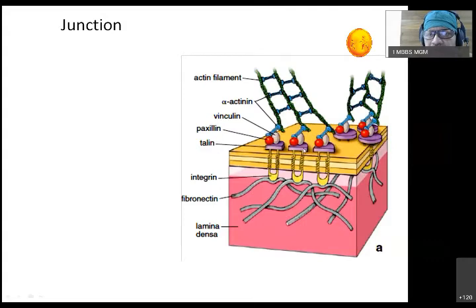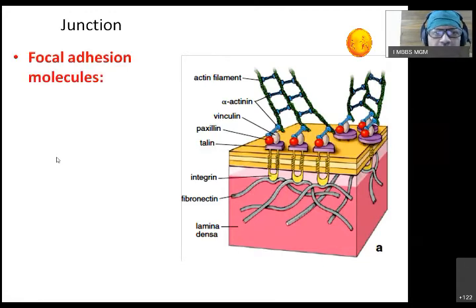Because now this plays a major role in various types of exfoliative dermatitis. And this is called exfoliative dermatitis. It starts right from our psoriasis or even the dandruff and all those things. Here there may be some problems, some issues will be there. They may get infected with fungal infection. So this junction complex is also called focal adhesion molecules.